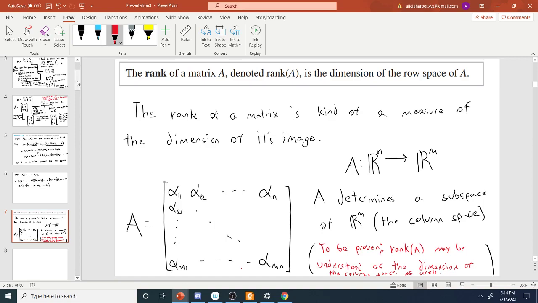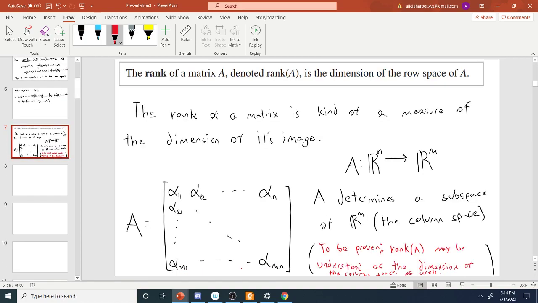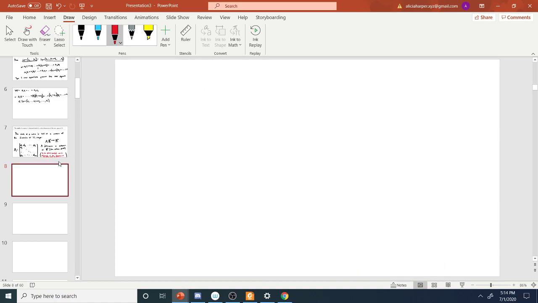And so the general statement we're going to work towards proving is that these two spaces, the column space and the row space, even though they are different vector spaces, turn out to have the same dimension. That's our goal.